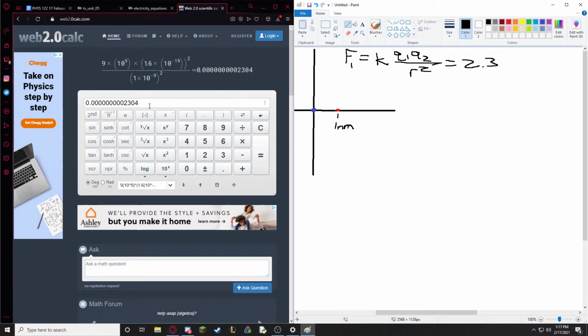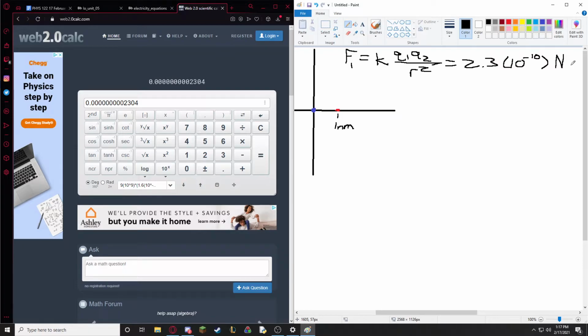2.3 times 10 to the minus 10. It says we use SI units for everything. What's the SI unit for force? Newton. Yep, exactly, newtons. That's a pretty small force.